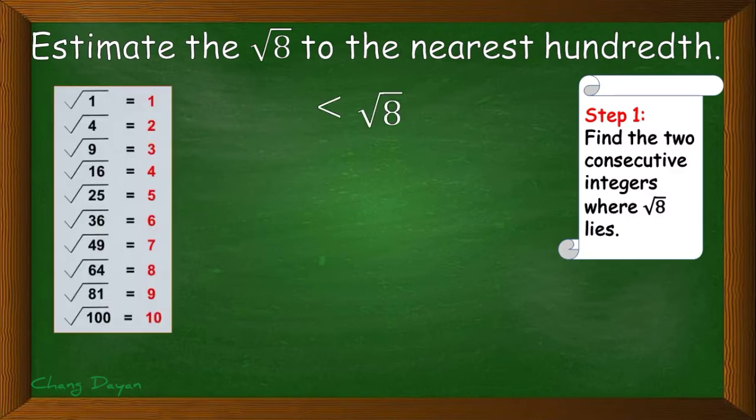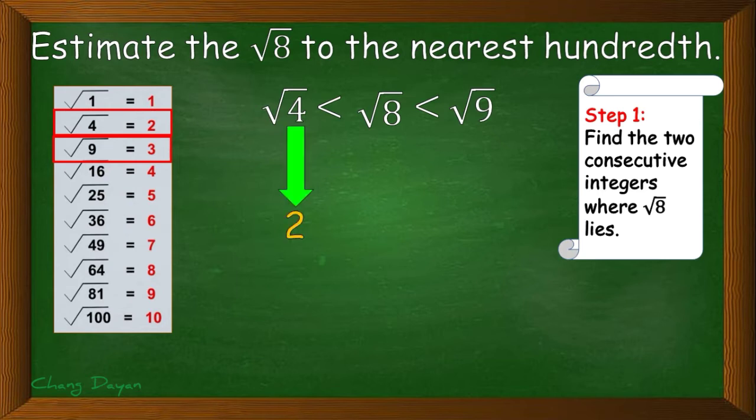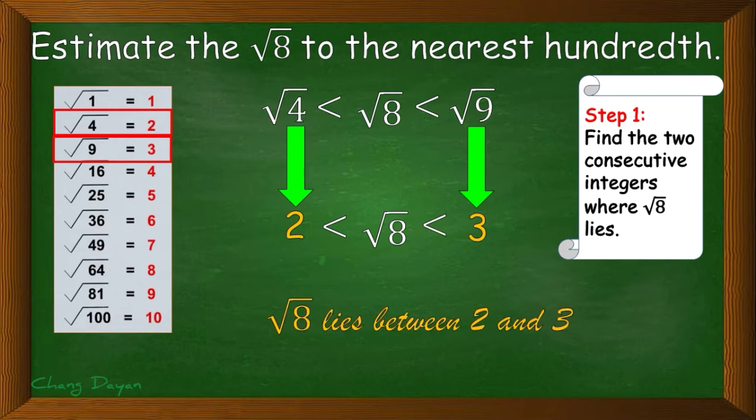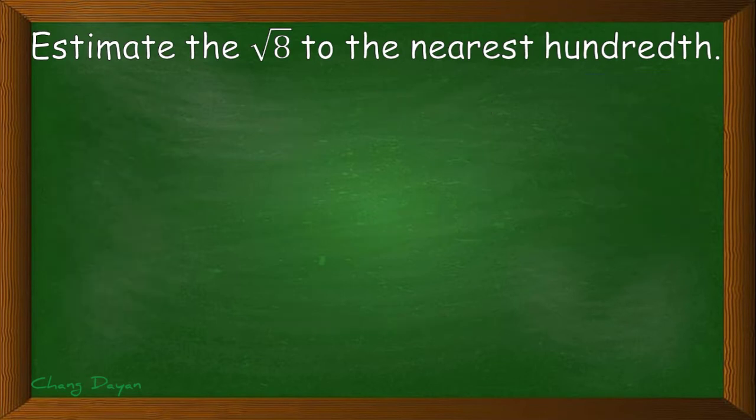So, square root of 8 is greater than square root of 4 but less than square root of 9. So, let us find out the principal root of square root of 4, that is 2. Ang principal root ng square root of 9 ay 3. Ibig sabihin, square root of 8 is greater than 2 but less than 3. At ito ay in between ng 2 and 3.